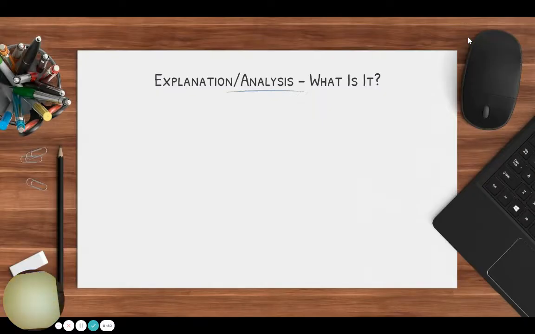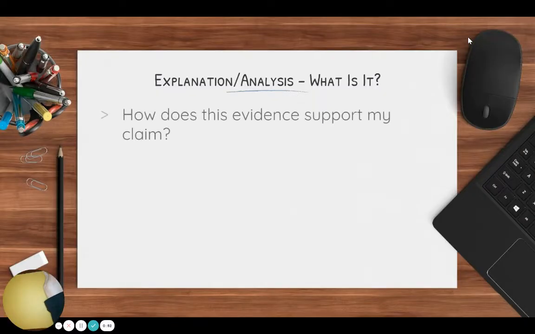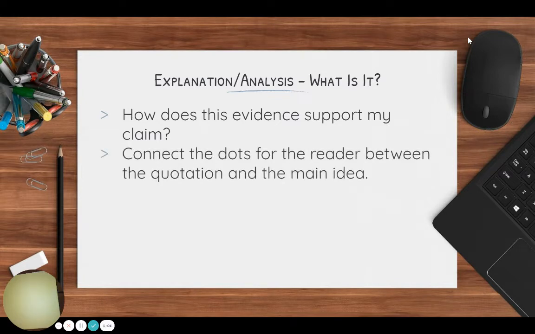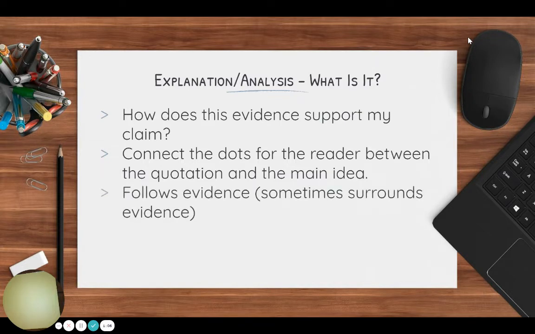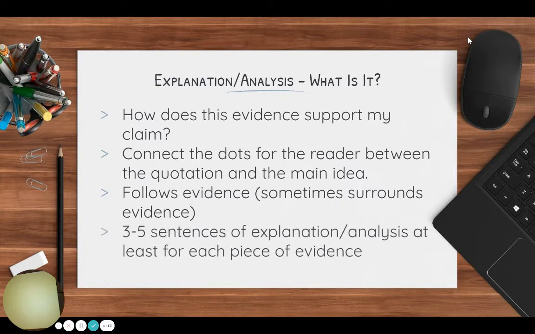So what is explanation and analysis? Explanation and analysis ultimately answers the question, how does this evidence support my claim? It connects the dots for the reader between the quotation and the main idea, and it usually follows the evidence. Sometimes your explanation can surround the evidence, depending on how much context you need to provide for your evidence. Explanation is usually 3 to 5 sentences per piece of evidence.